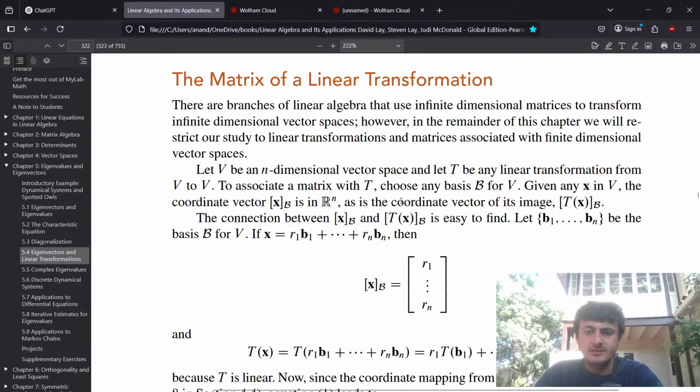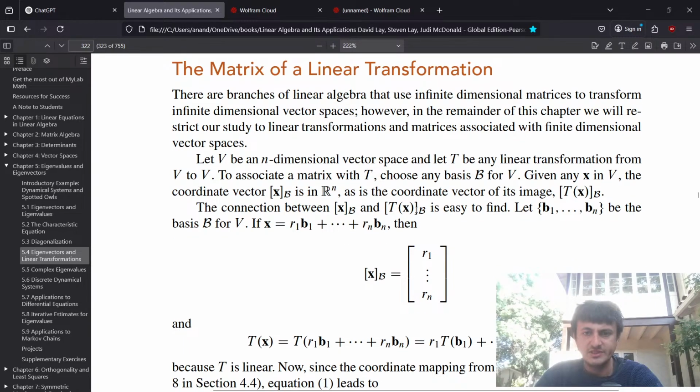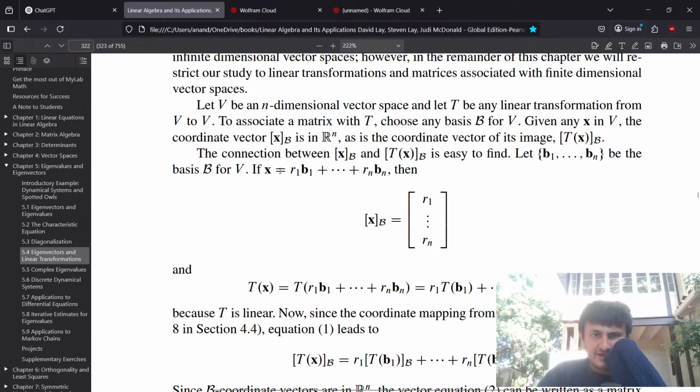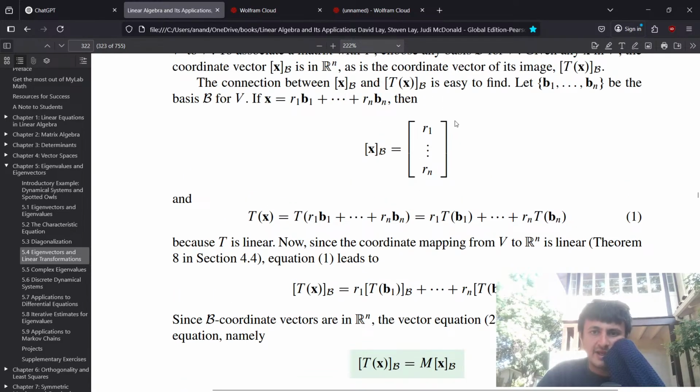As x is in R^n, so is the coordinate vector of its image. Okay, so this would be B times T of x with respect to B is going to be equal to T of x, right? The connection between x_B and this is easy to find. Let b_1 to b_n be the basis. And if x is equal to this, then x_B is this. That's what we said. It's the weights in the linear combination of the basis vectors that equals x.